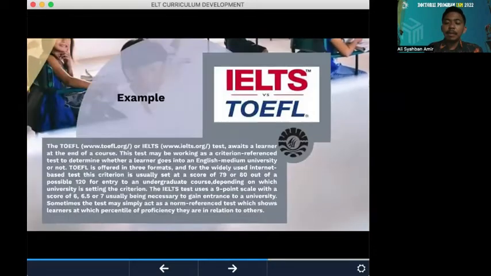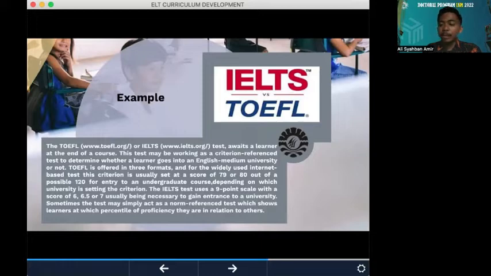About samples, this is really familiar to us: IELTS and TOEFL. These two samples of language proficiency tests actually await all learners at the end of a course. This test may work as a criterion reference test to determine whether a learner goes into an English medium university or not.